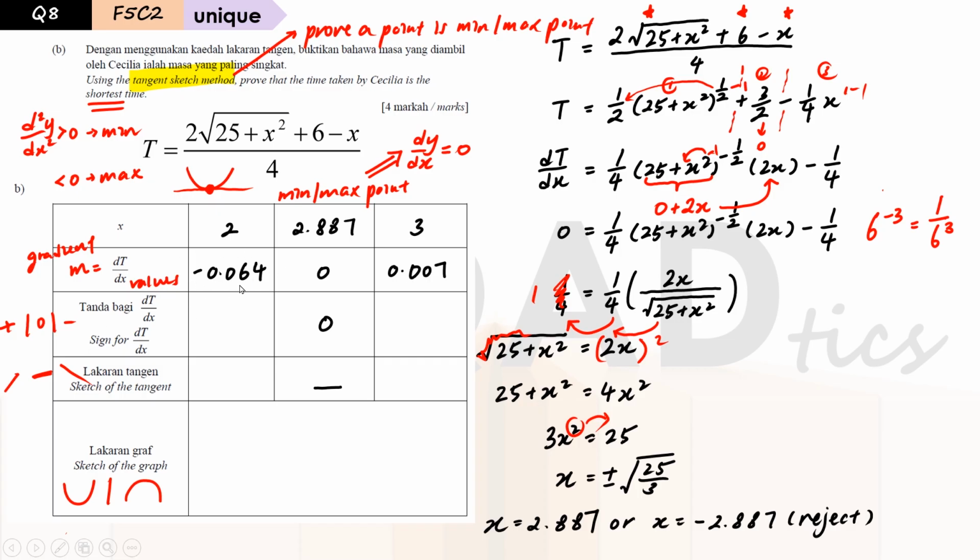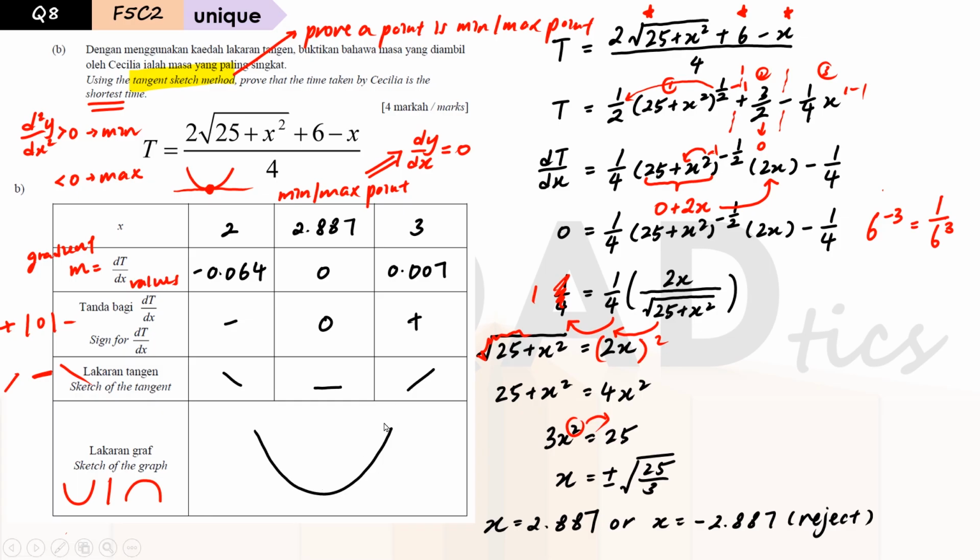So this is a negative value, so here will be a negative sign. This is a positive value, so it will be a positive sign. And since this is a negative value, the sketch of the tangent will be a downward line, right? And since this is positive, it will be an upward line. So when you combine the sketch of these 3 lines, you can know it's either a smiley face or a sad face. So in this case, it's a smiley face.